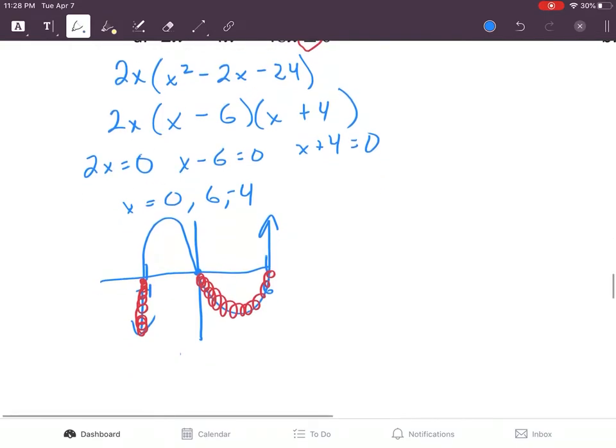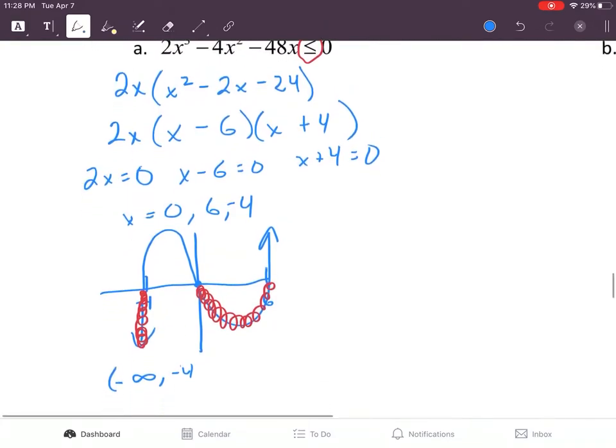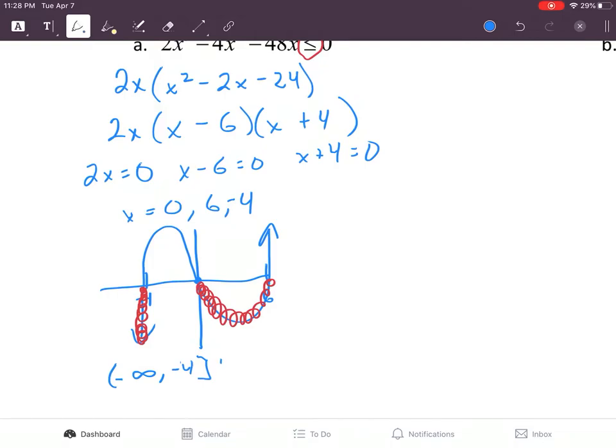So what are the intervals for that along the x-axis? Going to the left, it goes from -infinity, and it stops at -4. Now, infinities always have a parenthesis, but the -4, because it's less than or equal to, is going to have a bracket. So it stops at -4 and starts up again at 0 with a bracket, again because it's less than or equal to, and then stops at 6 with a bracket. And that is your answer.